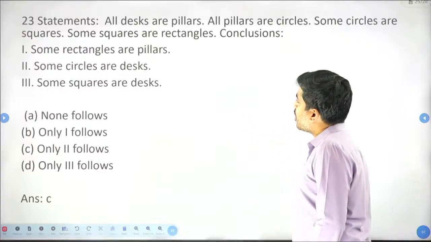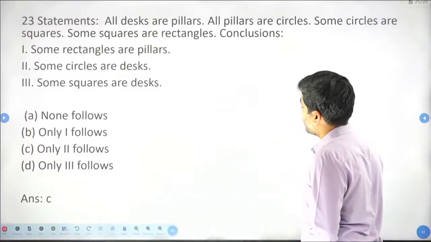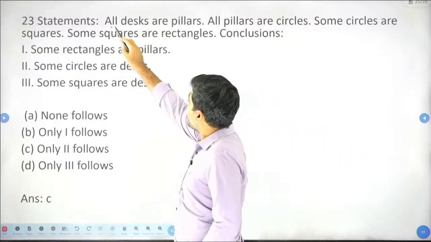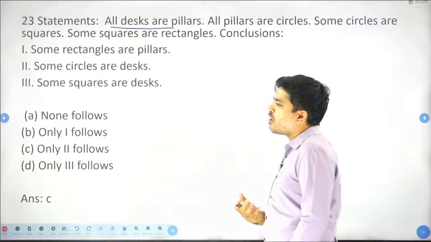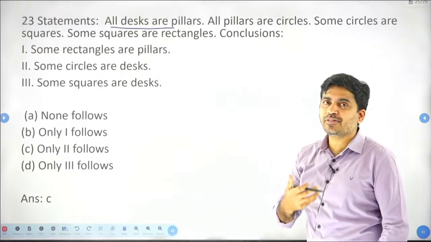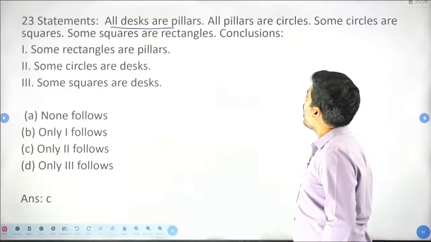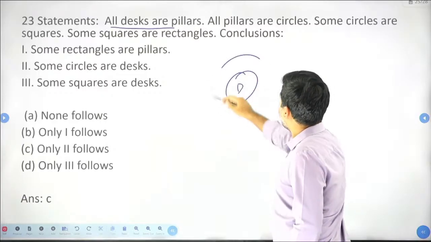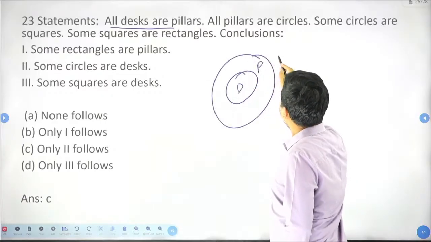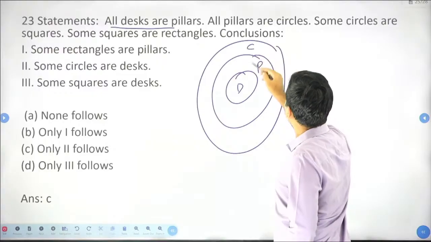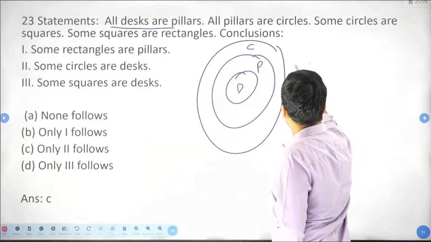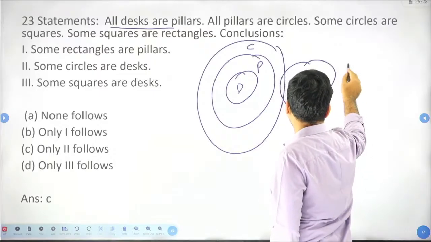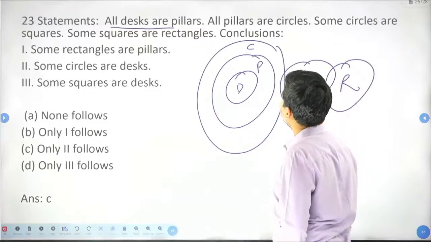Statements and conclusions are always nice questions, okay? They'll ask nice things in the questions. Look at the statements. What is the basic procedure to solve such type of questions? Based on the statements, try to draw Venn diagrams. All desks are pillars. All pillars are circles. Some circles are squares. Some squares are rectangles. This is the diagram.